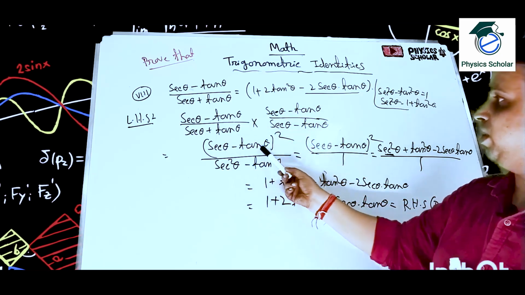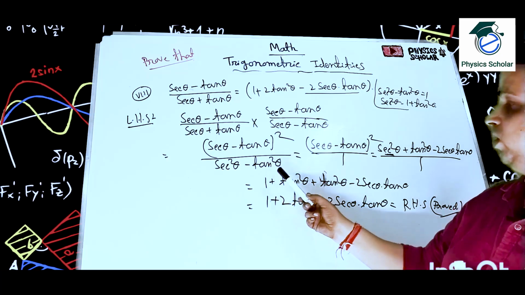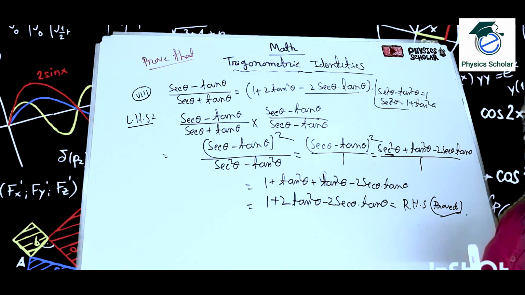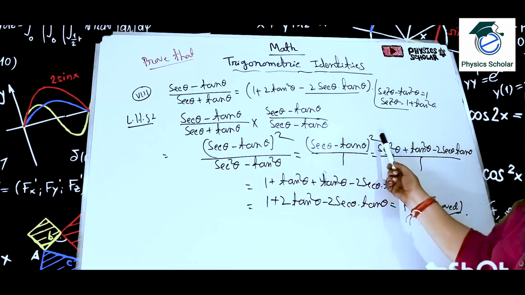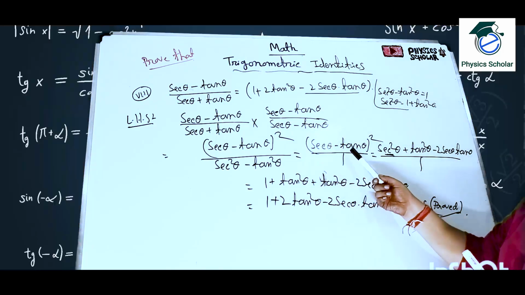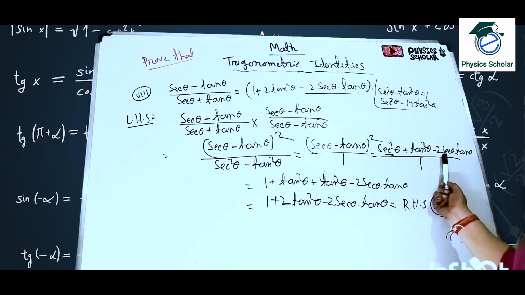So it will be sec theta minus tan theta whole square divided by a plus b into a minus b. That means sec square theta minus tan square theta. Sec square theta minus tan square theta means 1. Clear? This is the formula, sec square theta minus tan square theta. So it will be what? Sec theta minus tan theta whole square. So the formula will be what? A square plus b square minus 2ab, a minus b whole square formula.